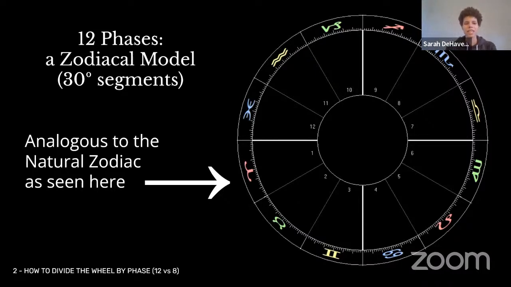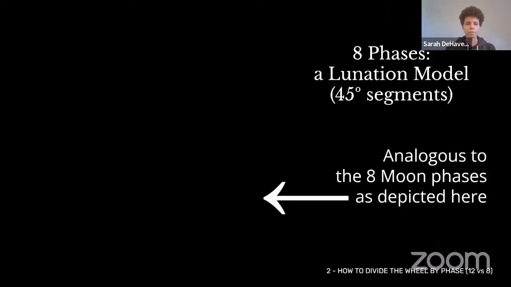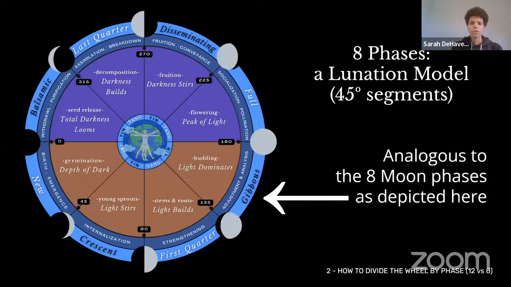And that's literally how the 12-phase model works. Each phase is analogous to the natural zodiac, as you can see here. Phase 1 is akin to Aries, phase 12 is akin to Pisces, and so on throughout the whole wheel, right? The 8 phases, again, is a derivative of the lunation model.